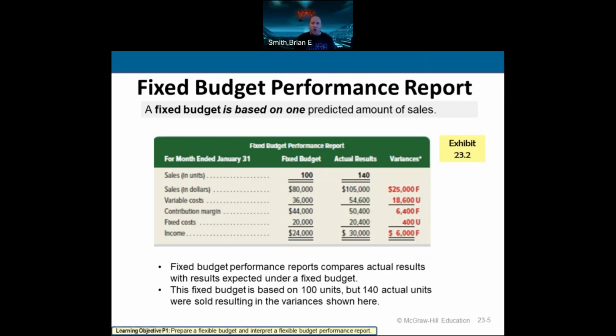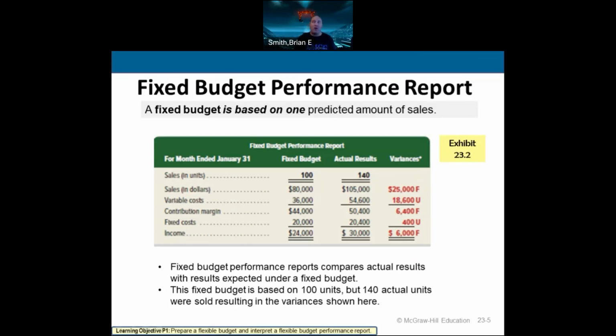Well, with variable costs, it makes sense that the more we make, the more it's going to cost us. In this case, it cost us $18,600, so it's going to look like an unfavorable result. We spent more than what we budgeted for. But again, we made more, we sold more. So of course we're going to have higher variable costs.